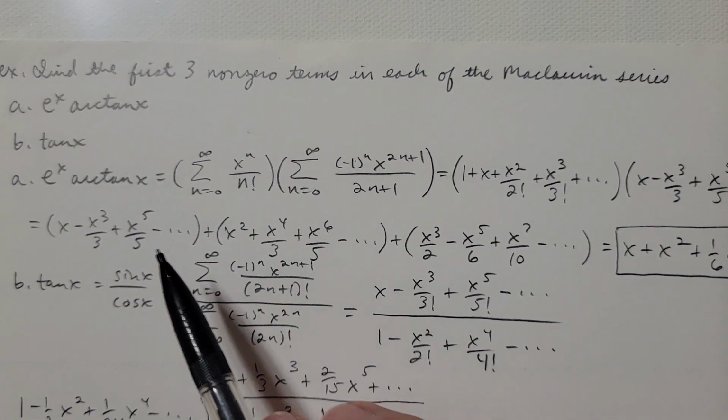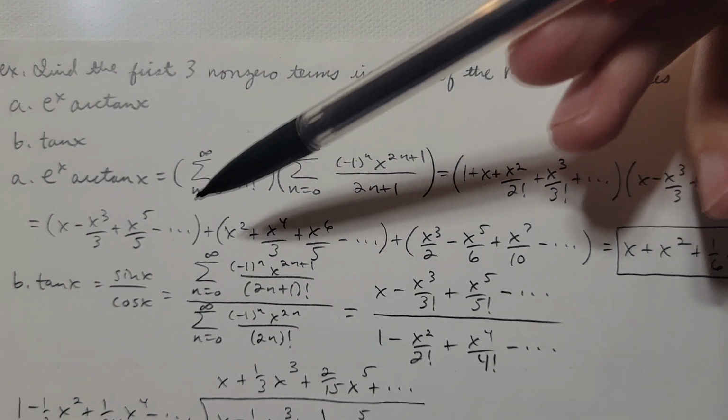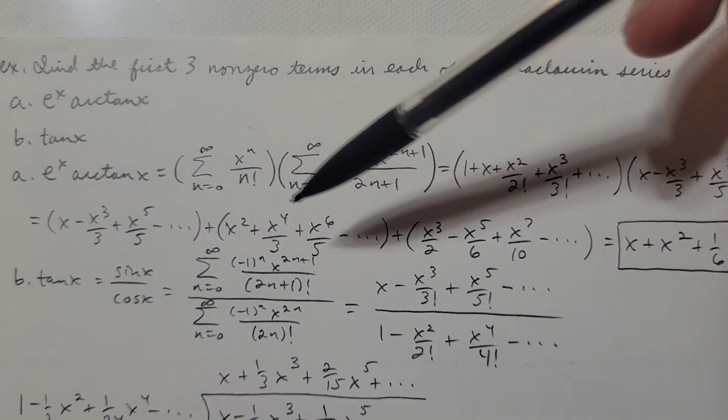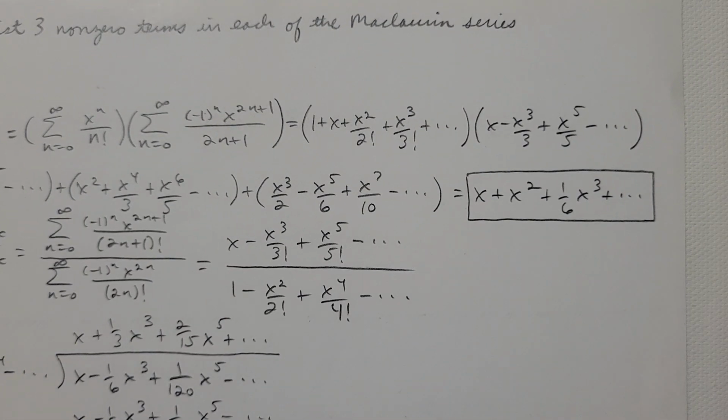Now, the reason why we're doing this is because there is no convenient way to write this as a power series. So you just have to multiply these two known power series to get the result there. And so here's what the first three terms look like.